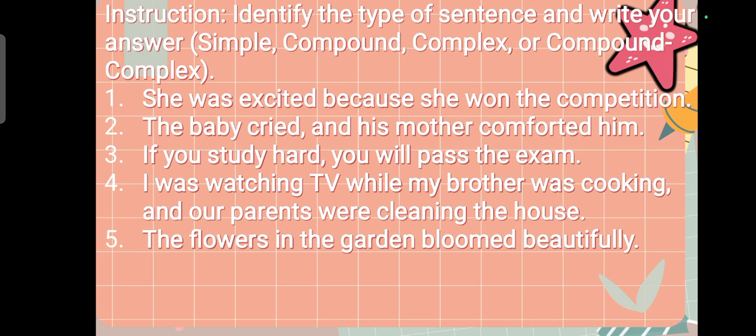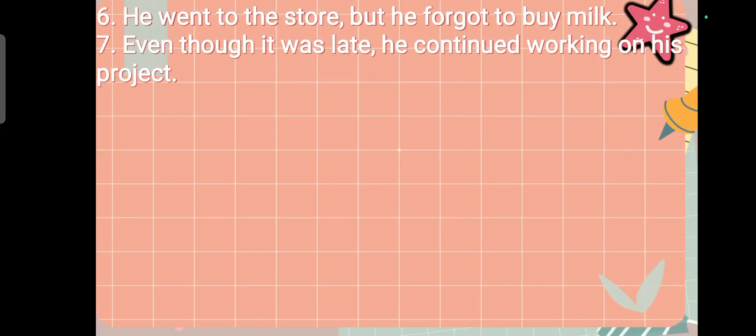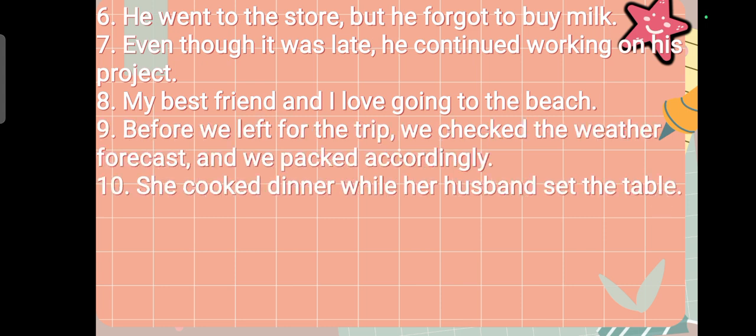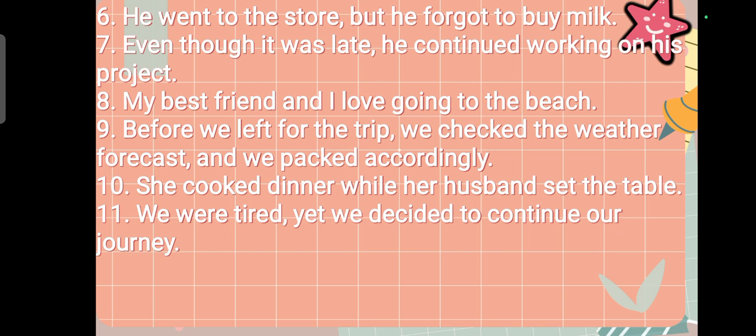Complex. 4. I was watching TV while my brother was cooking and our parents were cleaning the house. This is compound complex. Number 5. The flowers in the garden bloom beautifully. This is a simple sentence. Okay, let's move to the next. Number 6. He went to the store, but he forgot to buy milk. So, this is compound.